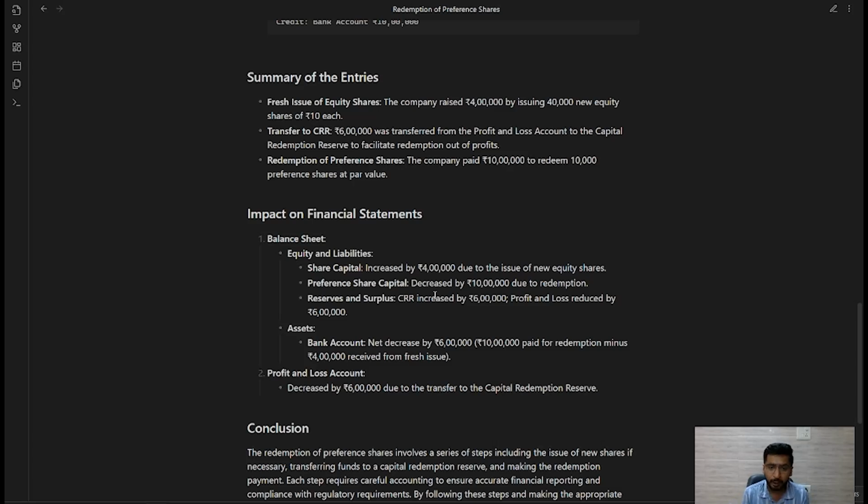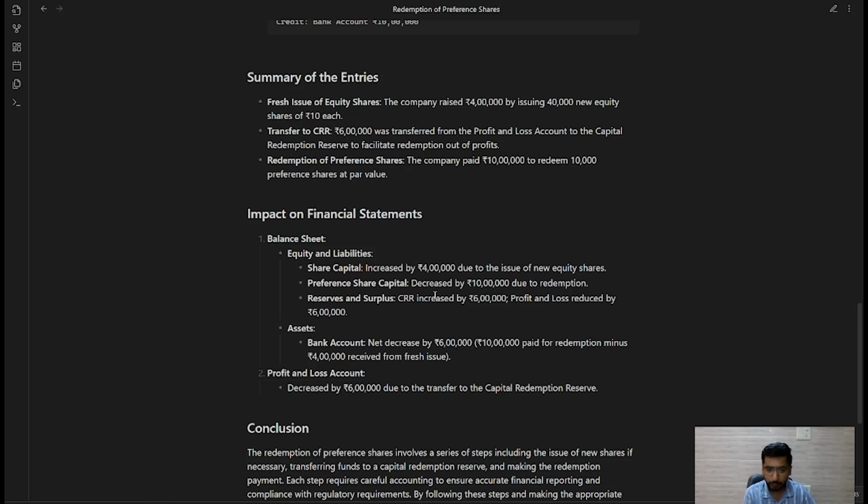Then what will be the impact on the financial statements? First of all, for equity and liabilities, the share capital will be increased by rupees 4 lakh due to the issue of the new shares. After that, the preference shares will be decreased by rupees 10 lakhs due to the redemption. And the reserves and surplus will be increased by rupees 6 lakhs and the profit will be reduced by rupees 6 lakhs, because that amount is transferred to the capital reserve. Now it is a part of the reserve.